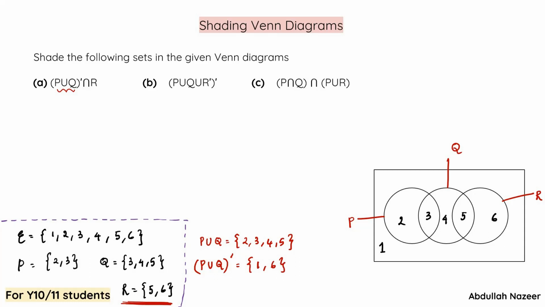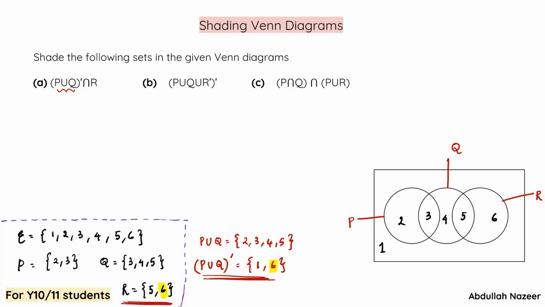Now we already have set R. We just need to find what is the common element or common elements that fall into the intersection between this set R and this set P union Q complement. And clearly you can see the intersection set, or the common number between these two sets, is 6.